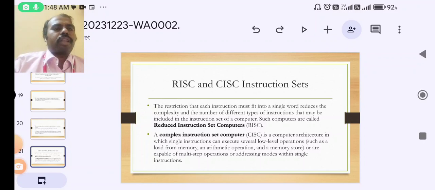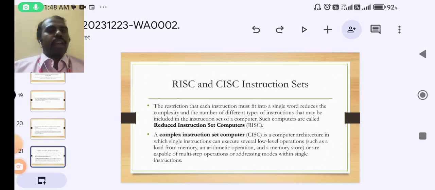A complex instruction set computer, CISC, is a computer architecture in which a single instruction can execute several low-level operations and is capable of multi-step operations or addressing modes within a single instruction. So in RISC, we have a number of instructions, but only simple ones. But in a complex instruction set computer, a single instruction will do multiple steps.